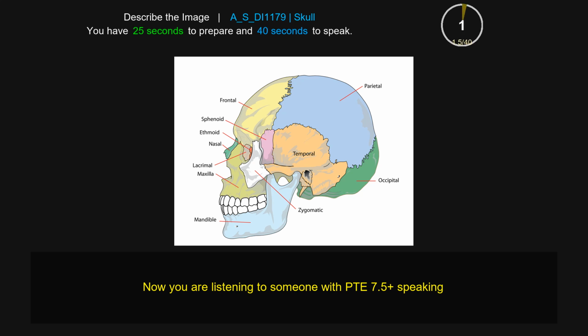This is a picture which explains the skull, which is an anatomy of both the brain as well as the face. It starts with the brain, which is called parietal, occipital, and temporal, zygomatic. And towards the left, we can see frontal, sphenoid, ethmoid, nasal, lacrimal, and mandible.